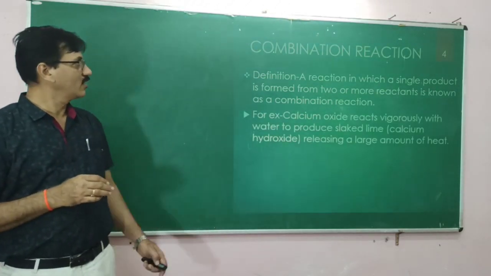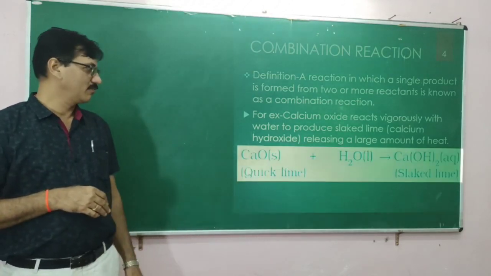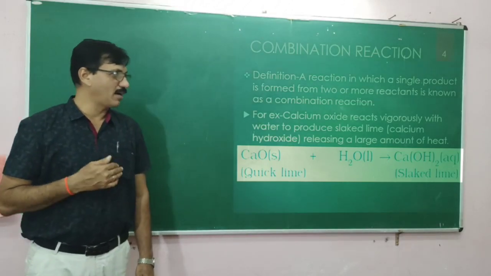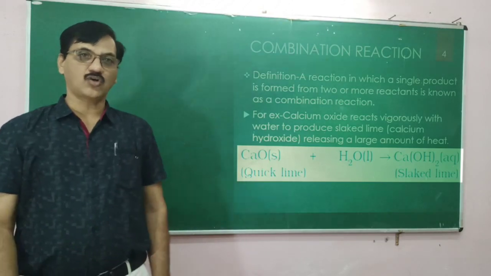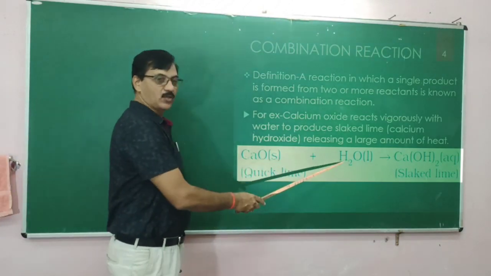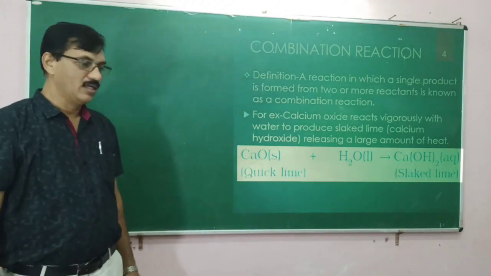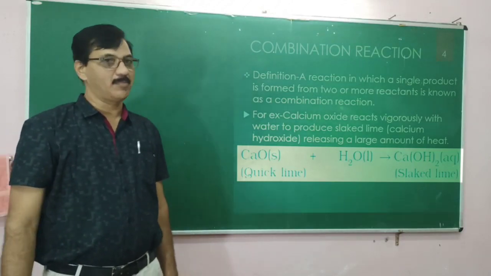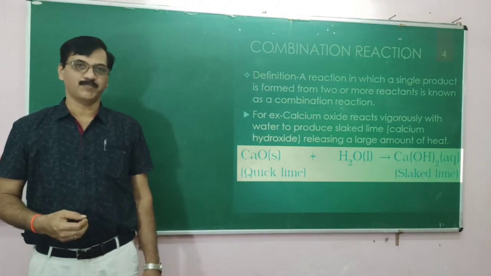An example is calcium oxide reacts with water, which will give calcium hydroxide. It is a combination reaction. It is called a combination reaction because there are two reactants but only one product. There is only one product. This is called slaking of lime. Probably you might have seen this kind of reaction.